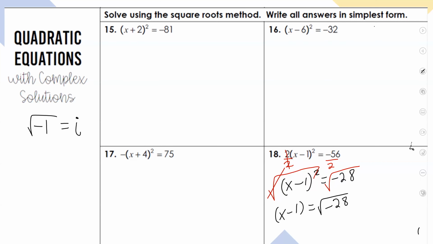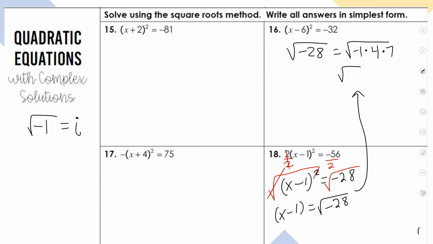Okay, so now I'm going to break apart this square root. I'm going to do this up here where I have some space. Square root of negative 28. I can rewrite this as negative 1 times, what are 2 numbers that multiply to give me 28? 7 and 4, perfect. 4 and 7. So guys, let's break this up. Negative 1 times the square root of 4 times the square root of 7 will give me the square root of negative 28. Is everyone okay so far?